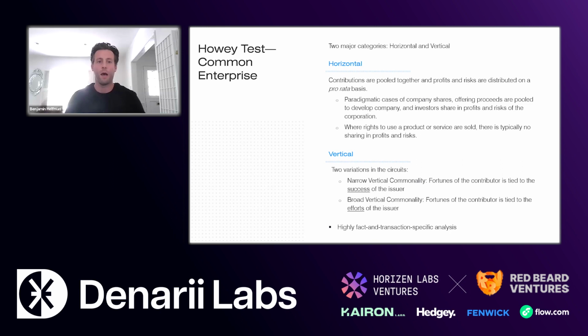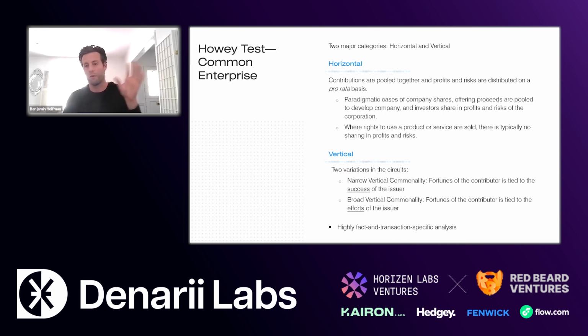So horizontal common enterprise means that contributions are pulled together, profits and risks are distributed on a pro rata basis. Given that all tokens are fungible, again, courts will just read this in. They will assume that this exists.